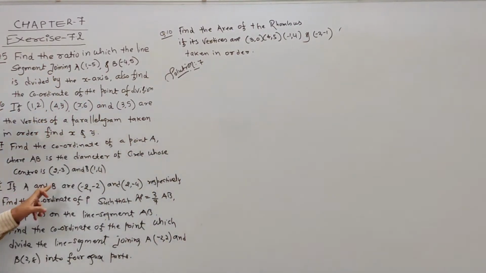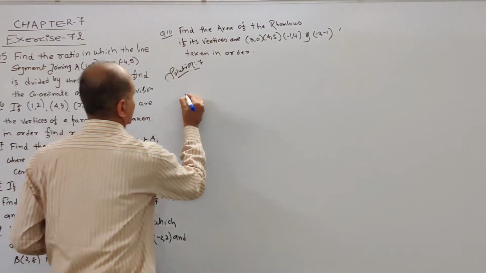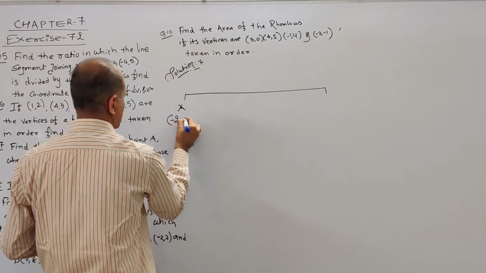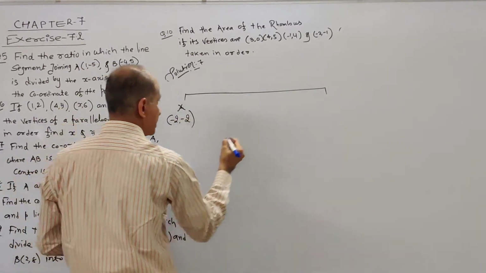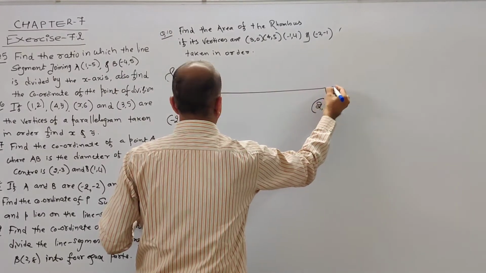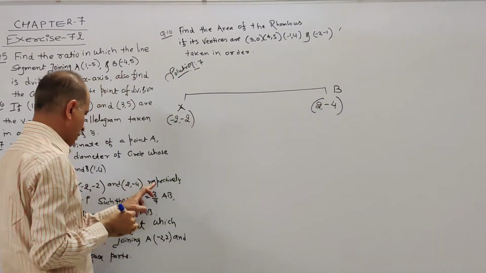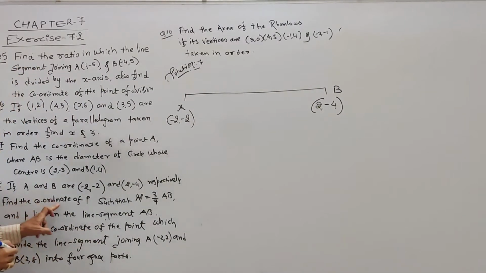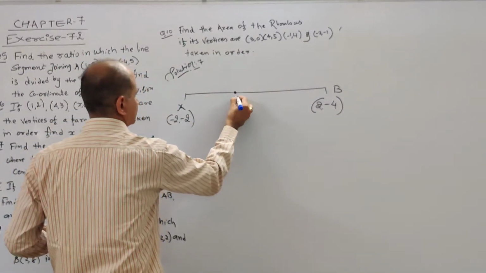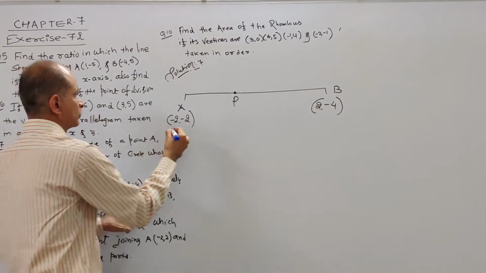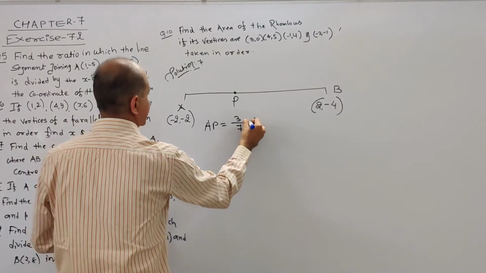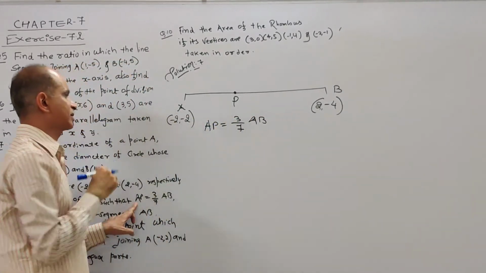If A and B are A (minus 2, minus 2) and B (2, minus 4) respectively, find the coordinate of point P. So here one point P is there such that AP is equal to 3 by 7 AB. One relation is given to you.